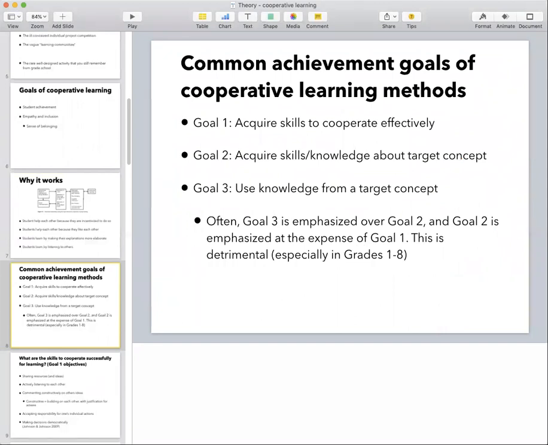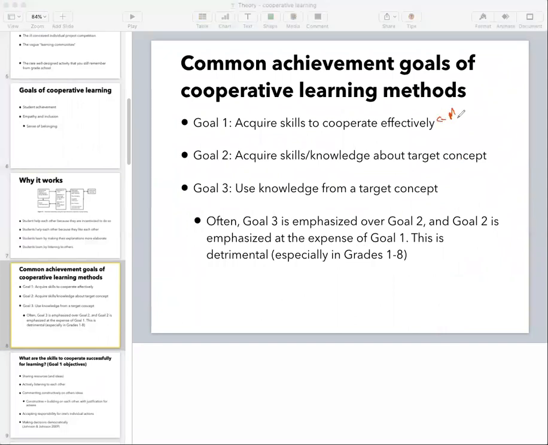So, what are the common achievement goals that teachers and educators want to achieve? The first of them is almost a meta goal. It is to help students acquire the skills to cooperate effectively. We'll talk a little bit about these skills in a couple minutes. The second goal is to help students learn about a target concept.